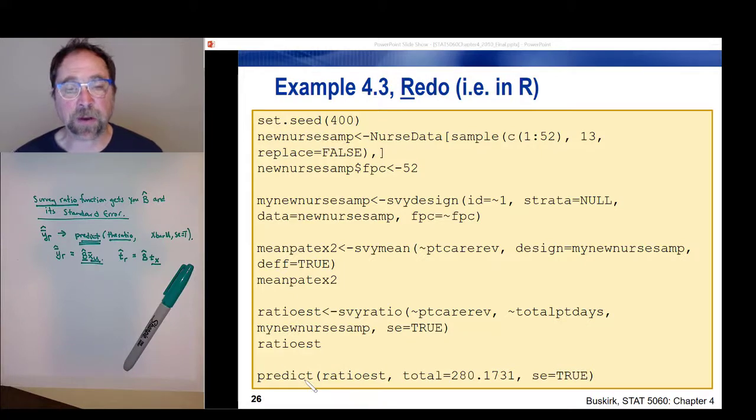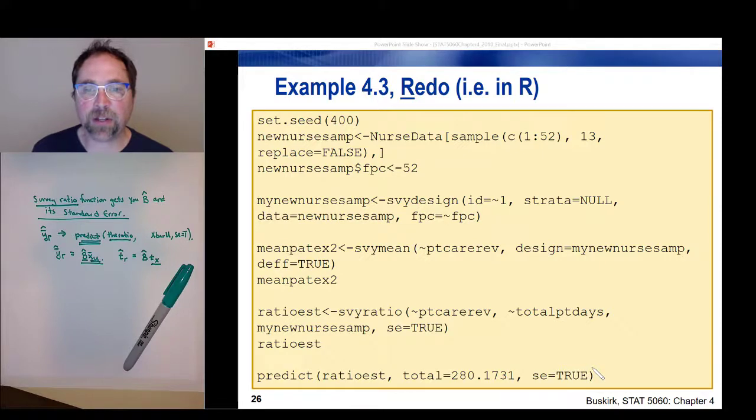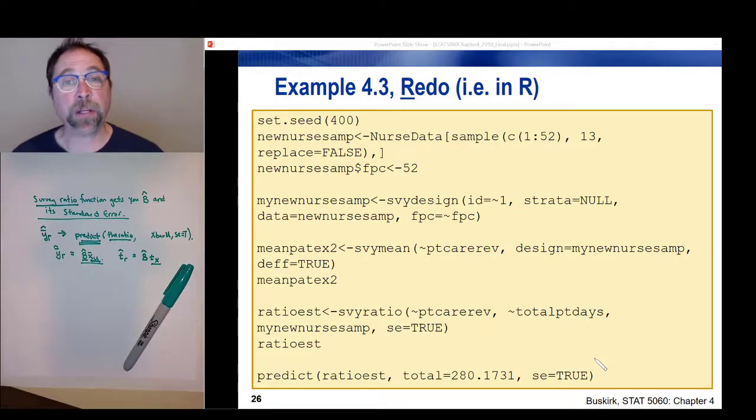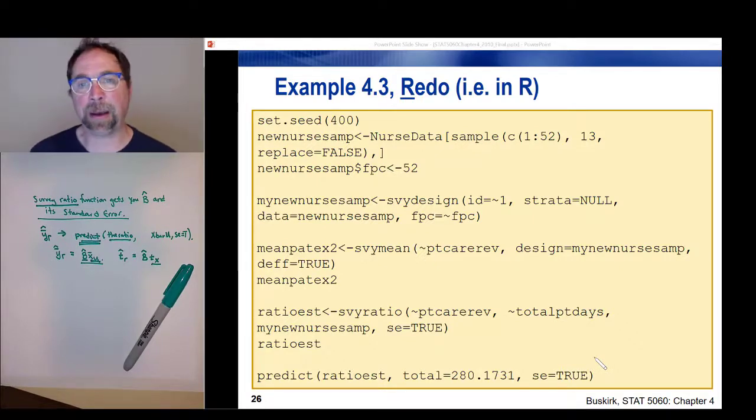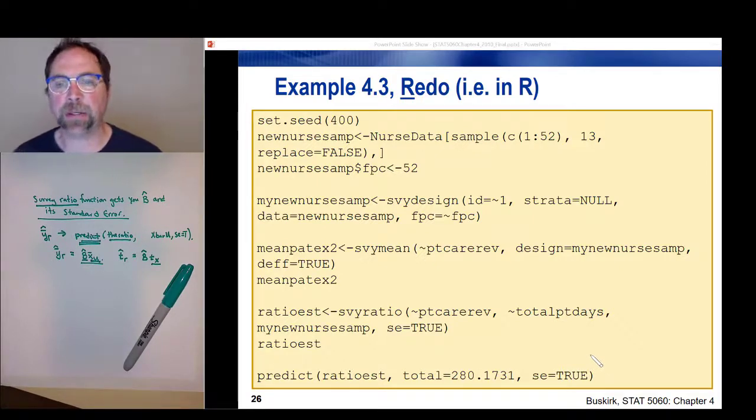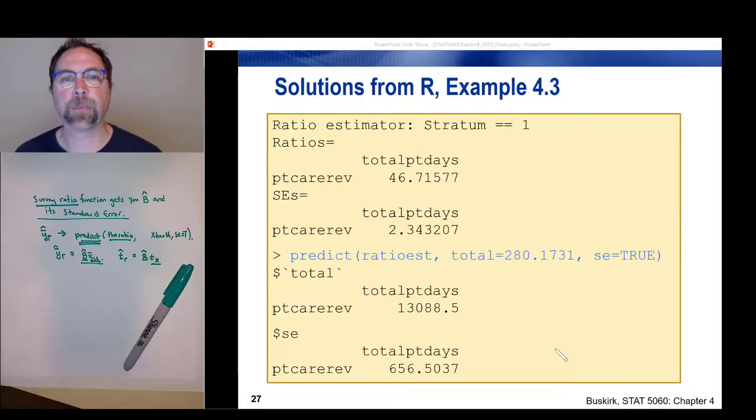And then I'm going to use the predict function, and in this case I'm using the ratio estimate object. This is X bar U, this is the average total patient days per facility in the population. And then the standard error is equal to true. So this function here is going to give me an estimate of the average patient care revenues per facility in the population. We already know what those answers are, at least when we did it by hand in the Excel calculators. Let's check our work here.